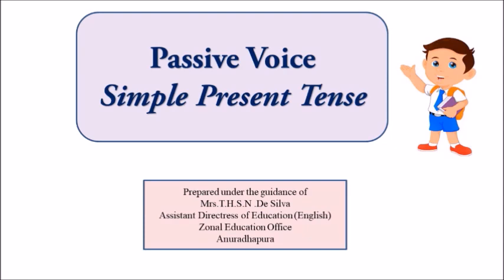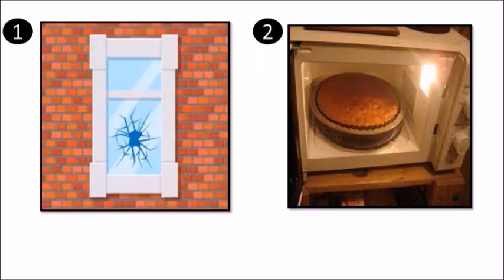Children, today we are doing a grammar lesson. In this lesson, our focus is on simple present passive voice sentences. Let's start. Study these pictures. Can you describe what has happened in each picture?